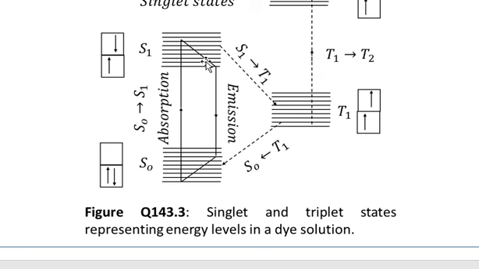But when the population has gathered at the lowest vibrational state of S1, then the transition will occur to any empty vibrational level of the singlet state S0, and the emission in the form of laser will take place. And this will form the laser emission. So the upper laser level is the lowest vibrational level of the singlet S1, and the lower laser level will be any vibrational level of S0.